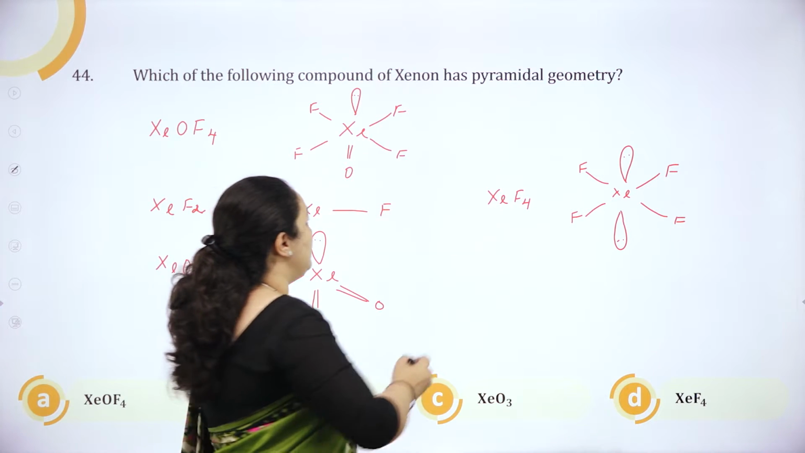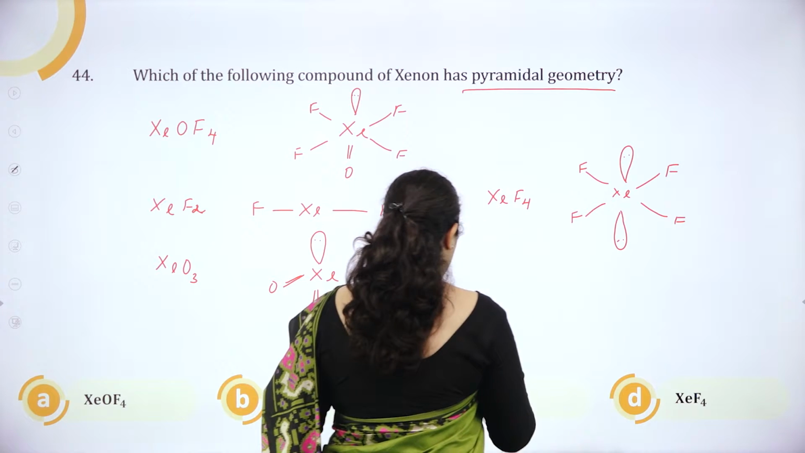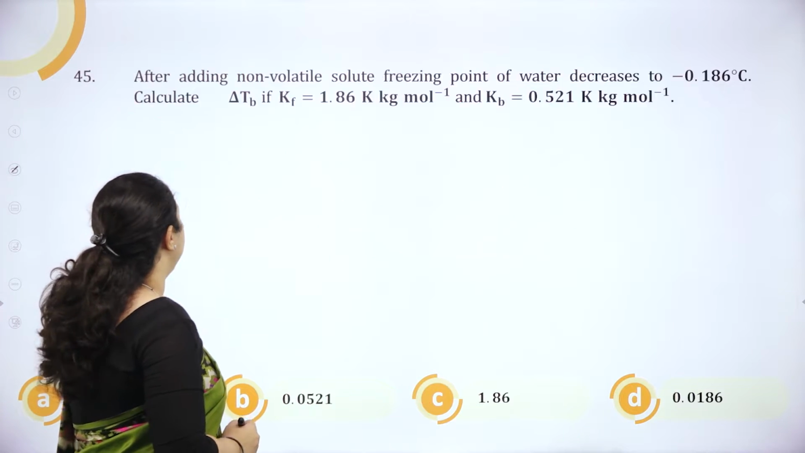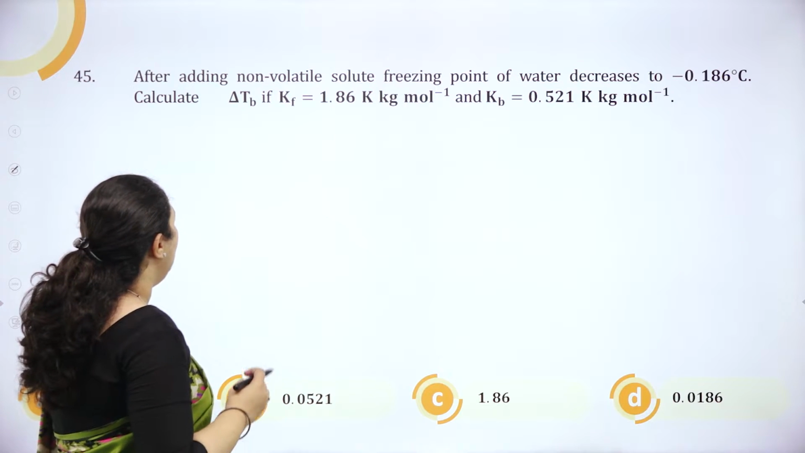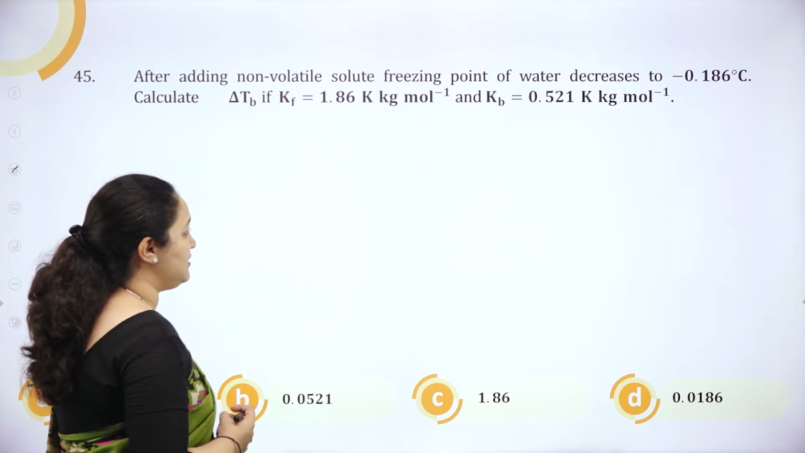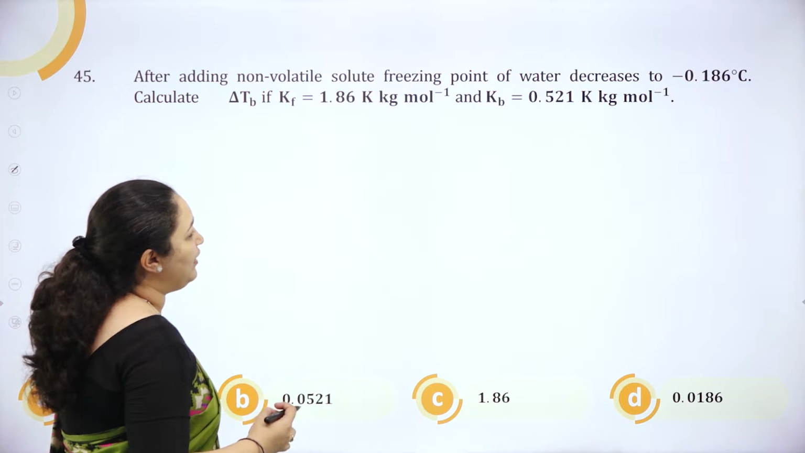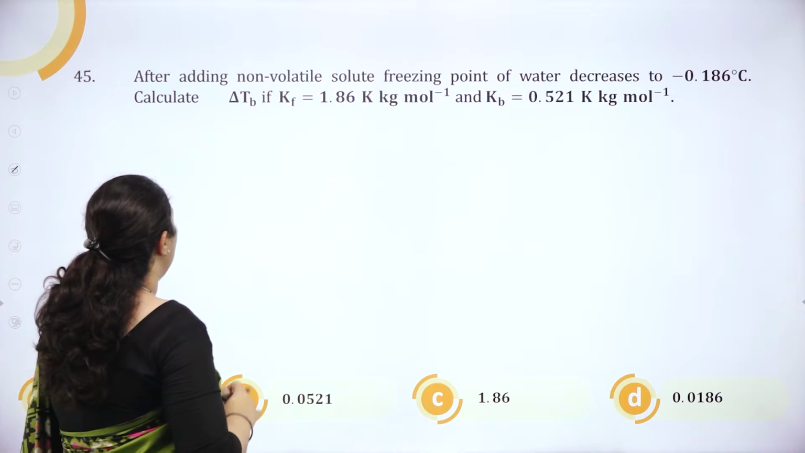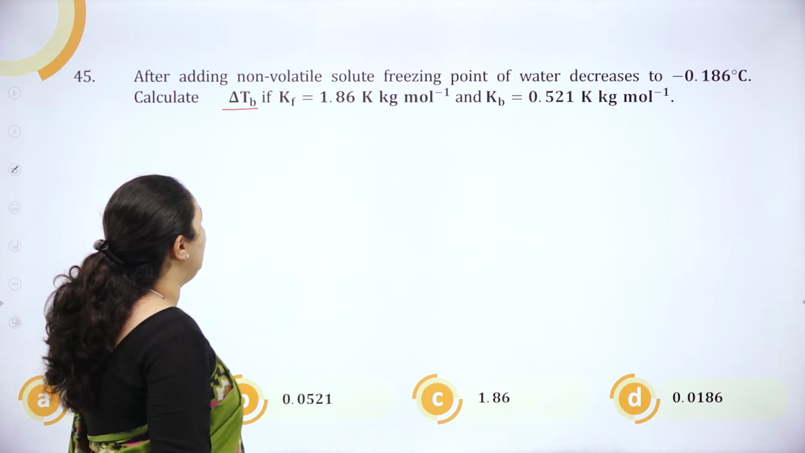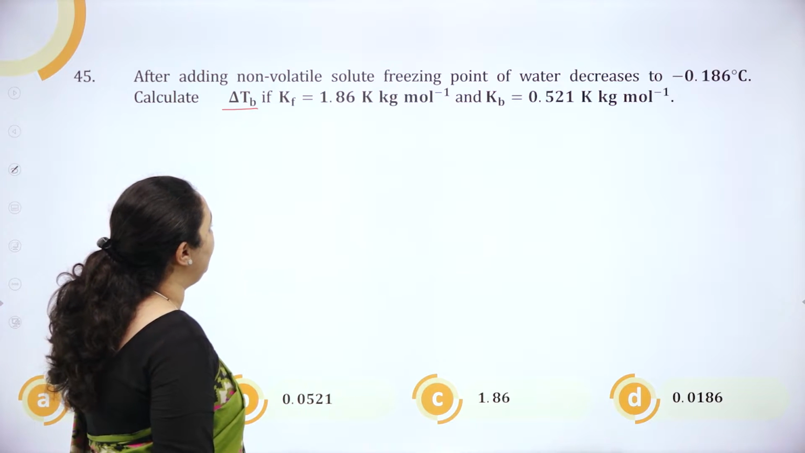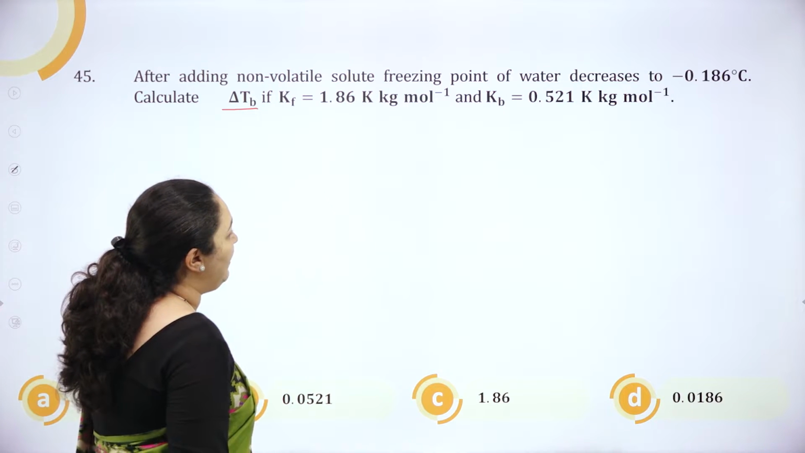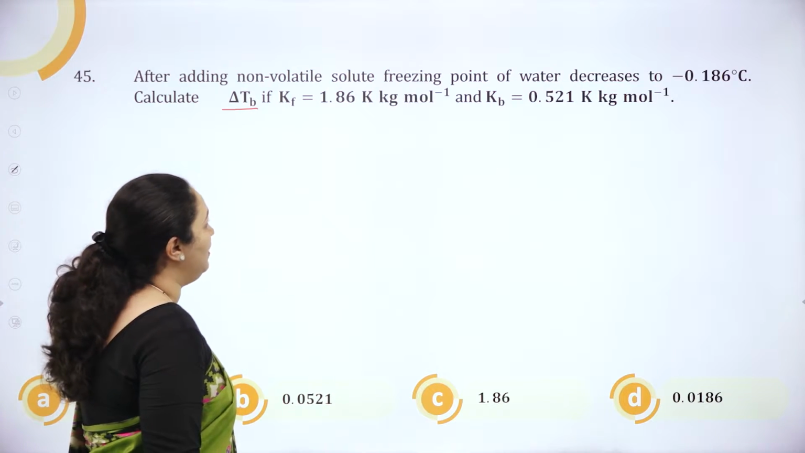So they are asking us which has got pyramidal geometry. So it is XeO3. Okay. Next question. After adding non-volatile solute, freezing point of water decreases to minus 0.168 degrees Celsius. Calculate delta Tb if Kf is equal to 1.86 Kelvin kg per mole and Kb is equal to 0.521 Kelvin kg per mole.